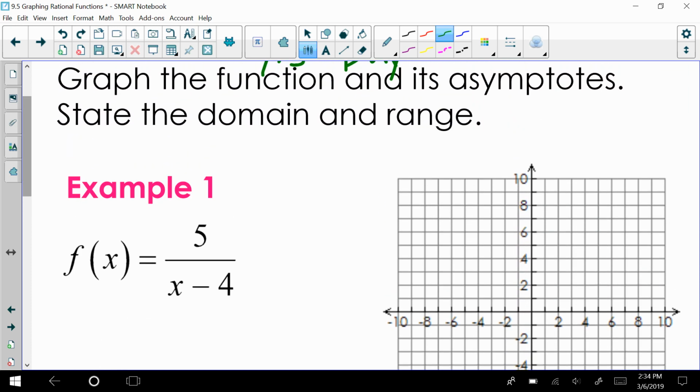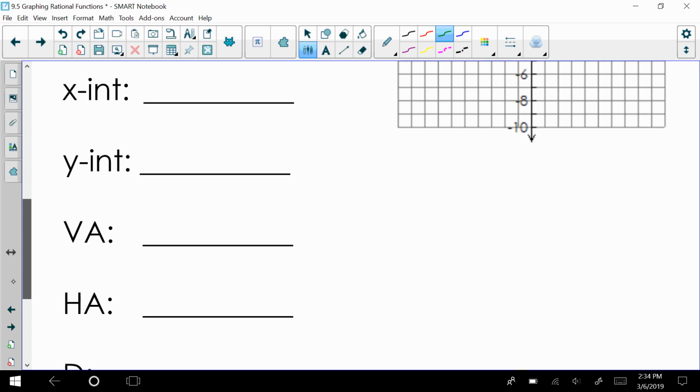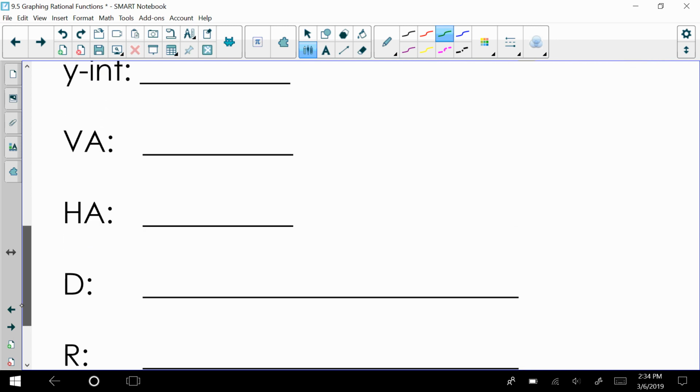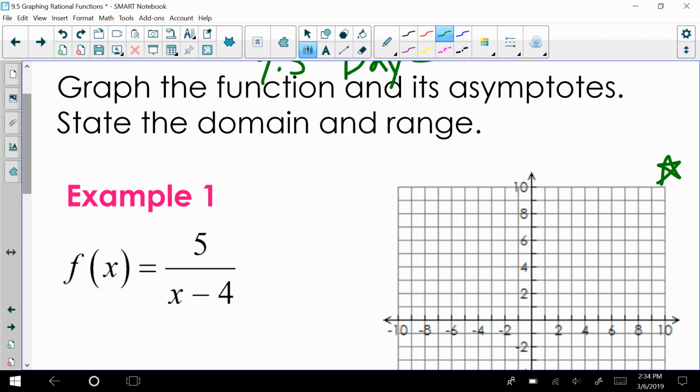And right now you need to pause the video and you need to get all of this down, right? All of this example, including my little graph over here. Okay, I need all that down. And then you can see that I need x-intercept, y-intercept, vertical asymptote, horizontal, domain, and range. Okay, so pause the video and get that stuff down.